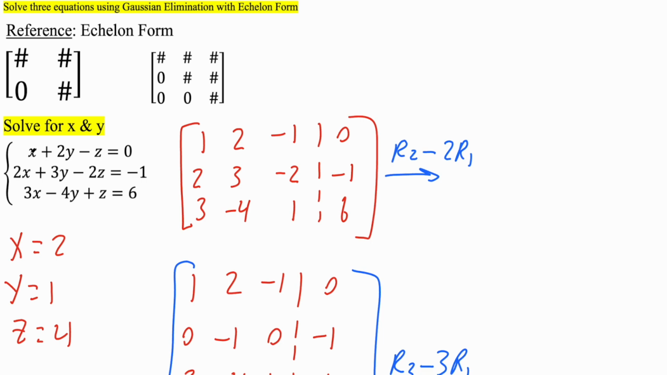So 2 plus 2 times 1 is 2. So 2 plus 2 is 4. 4 minus 4 is 0. That works. Try the other one. 2 times 2 is 4. 3 times 1 is 3. 4 plus 3 is 7. And then we have negative 2 times 4 is negative 8. 7 minus 8 is negative 1. That's correct. Last one. 3 times 2 is 6. Negative 4 times 1 is negative 4. 6 minus 4 is 2. 2 plus 4 is 6. That's correct. And that's pretty much it for this problem.